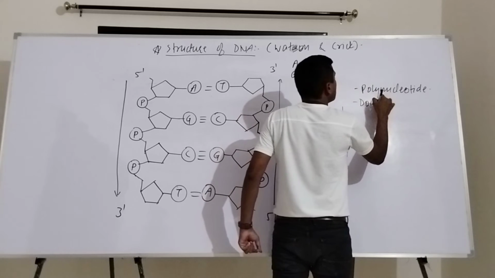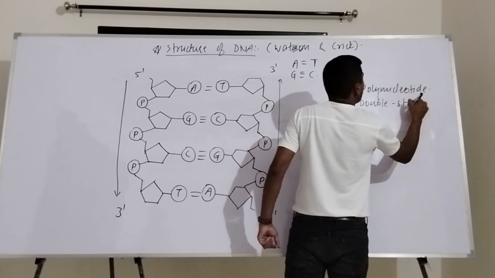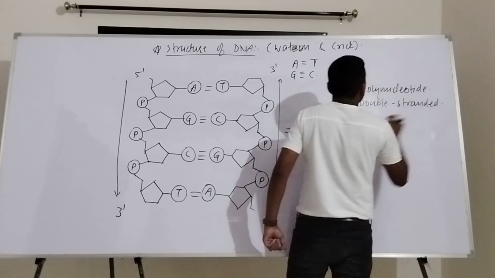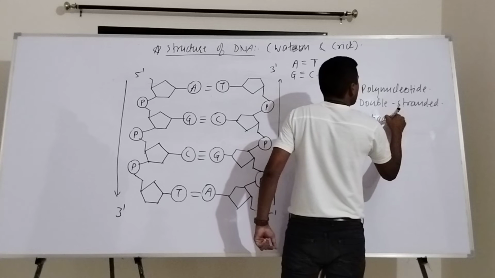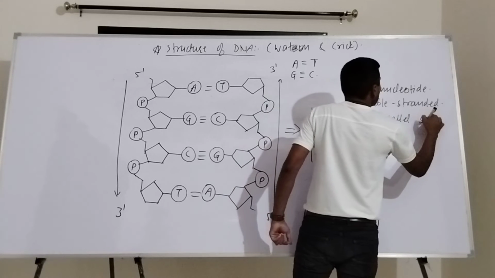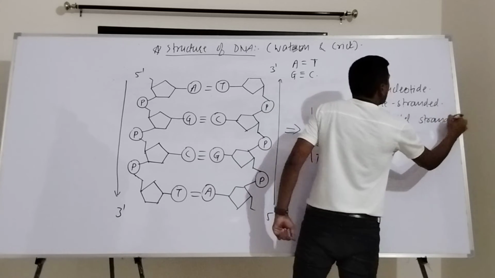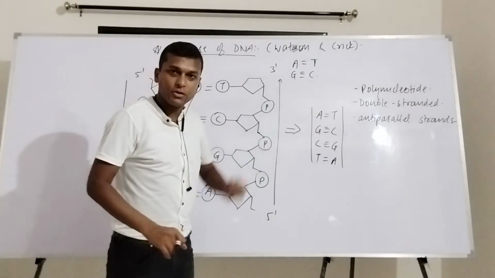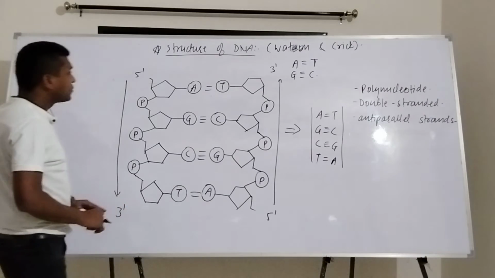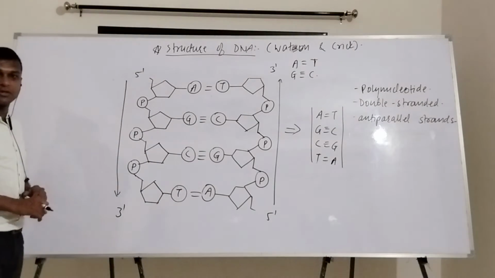That's why DNA is said to be a polynucleotide, double stranded, where the strands are anti-parallel to each other. These are one of the specialties of the DNA. That's why this is how the structure is made.